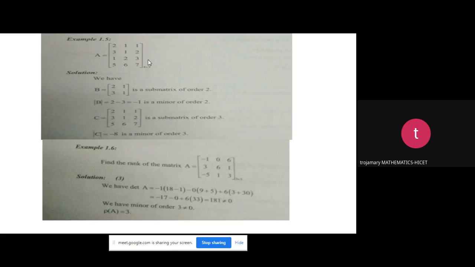Okay, for example, the minor of 7. The minor of 7 means leaving this row and this column, then the minor of 7 is 2, 1, 3, 1. Right. So 2, 1, 3, 1 is a submatrix. Similarly, 1, 2, 2, 3 is a submatrix. 2, 3, 6, 7 is also a submatrix. So this is a submatrix of order 2. And the determinant is not equal to 0.